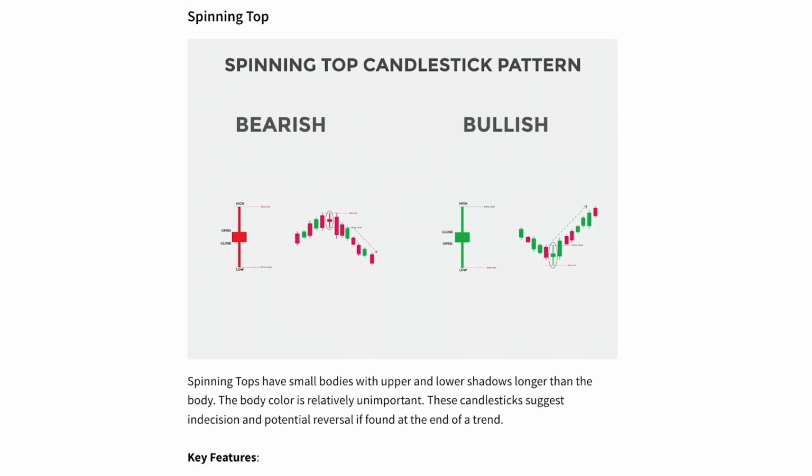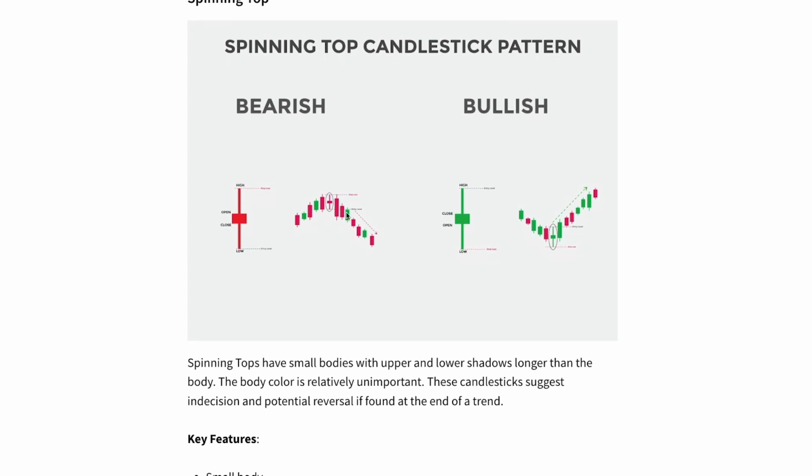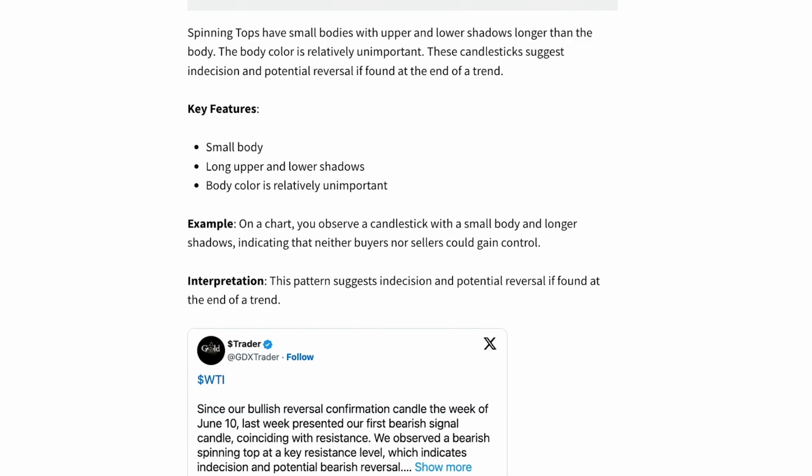So the spinning top candlestick patterns can be bearish or bullish. And again, the bearish one will appear in an uptrend, signaling a downtrend, and then a bullish one will appear in a downtrend, signaling an uptrend. So these have small bodies with upper and lower shadows longer than the body, and the body color is relatively unimportant. So it could be bearish or bullish. The candlestick suggests indecision, potential reversals if found at the end of a trend. So sort of like a larger doji candle there.